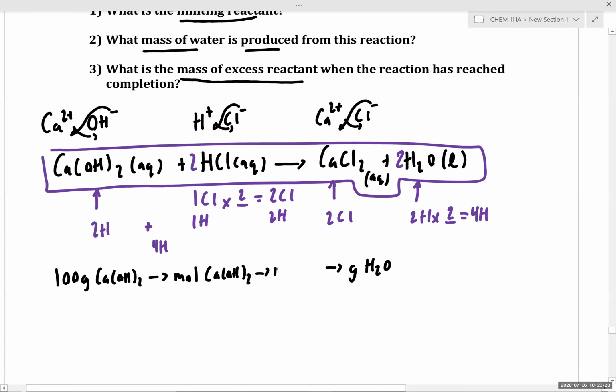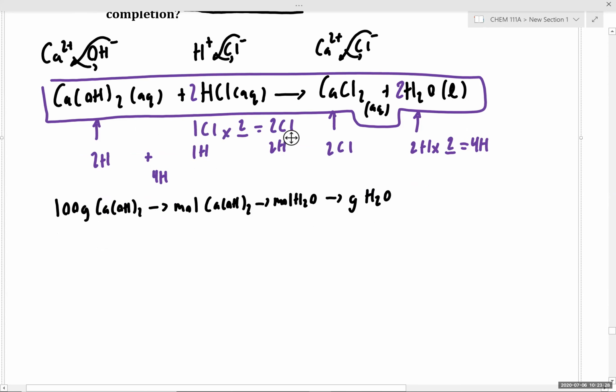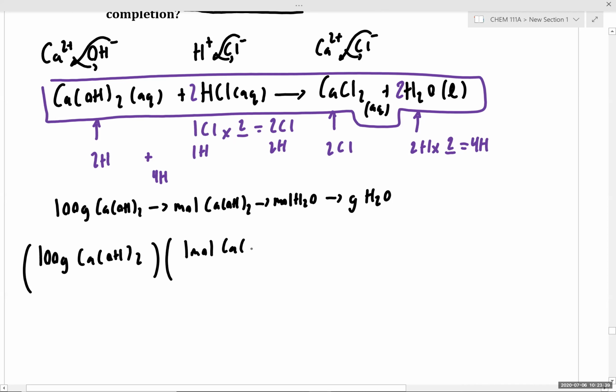From the moles of calcium hydroxide, we can calculate the moles of water. And then from the moles of water, we can calculate the grams of water. Okay, so we have 100 grams of calcium hydroxide. And I'd like to have the class's help. In 1 mole of calcium hydroxide, what is the molar mass of calcium hydroxide? How many grams are present in 1 mole of calcium hydroxide?